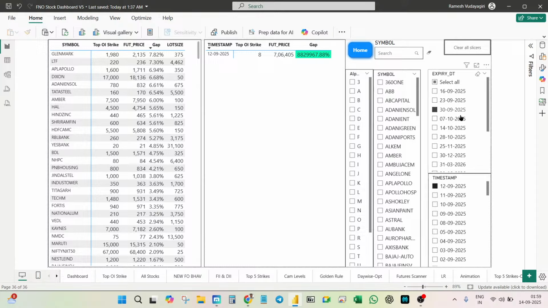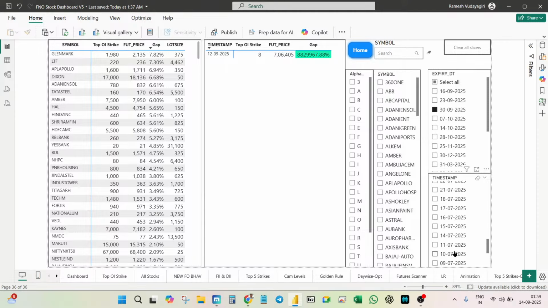There, day-wise you can see what is the stock name, what is the highest open interest, what is the future price, and what is the gap. This is very important. Now let us see an example, say from August to September. We will take an example of September here.